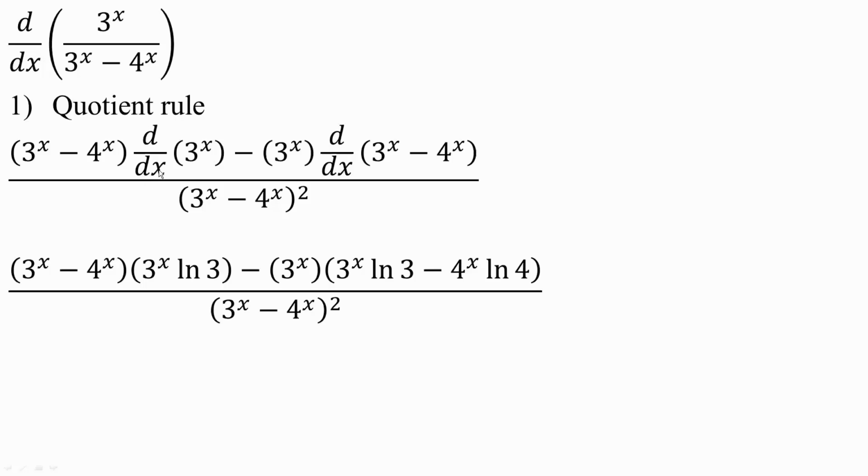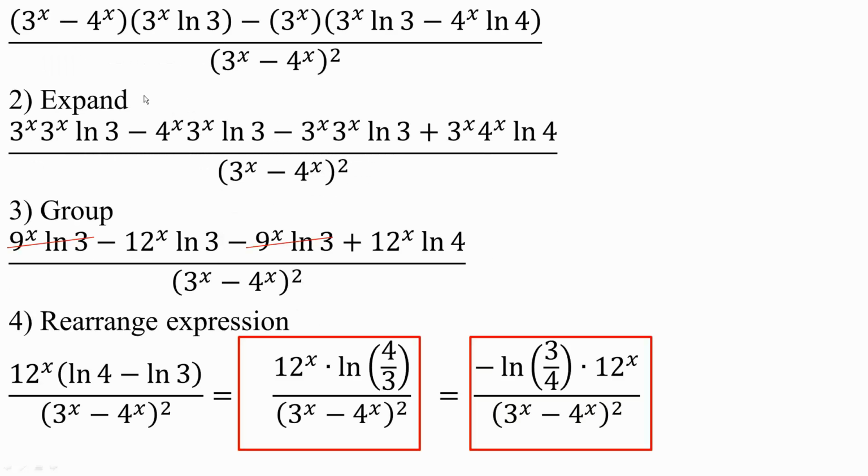And so this piece right here, when you take the derivative, you would get 3 raised to x ln 3. Next, you would have 3 raised to x minus 4 raised to x, and so we would get 3 raised to x ln 3 minus 4 raised to x ln 4. So the next step will be to expand this expression right here. So we need to multiply everything out.